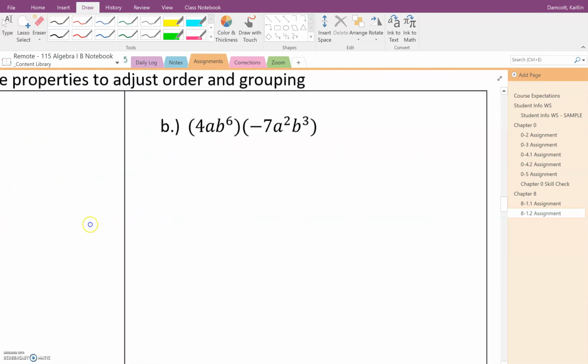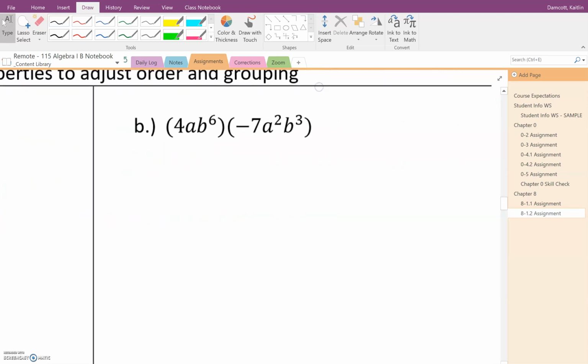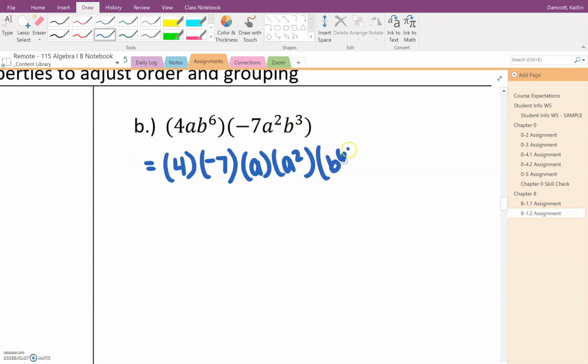Taking a look at B, we want to do the same thing. We're going to start by putting our numbers first. So we've got the 4, and we've got the -7 from the other monomial. Those are our numbers first. Next, I'm going to do my a and my a squared, so a times a squared. And then we've got b's, so b to the 6th and b to the 3rd.